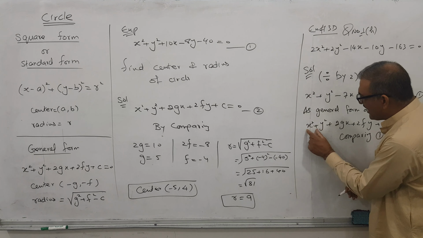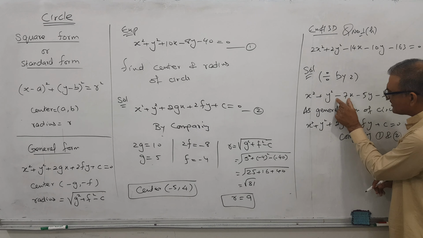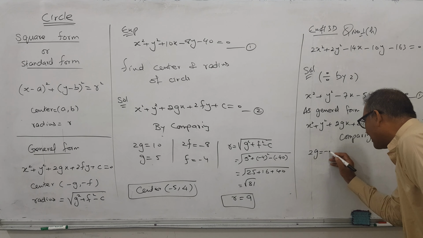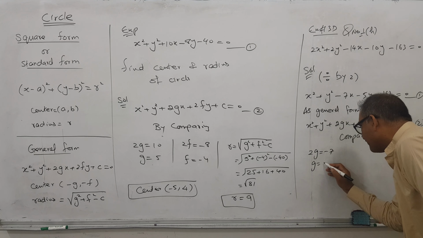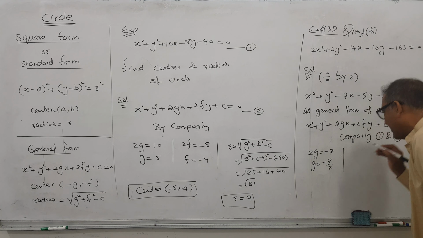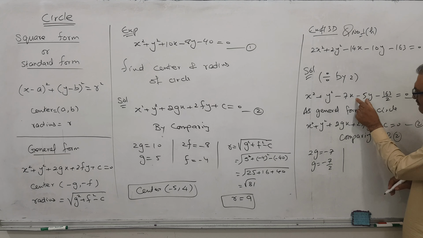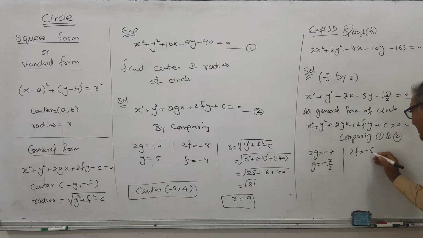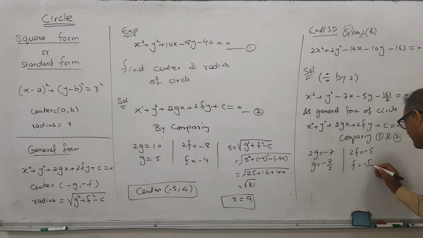The x squared terms match. The x coefficient is minus 7 here and 2g there, so 2g is equal to minus 7, and g becomes minus 7 by 2. Now the y coefficient is minus 5 here and 2f there, so 2f is equal to minus 5 and f is minus 5 by 2.